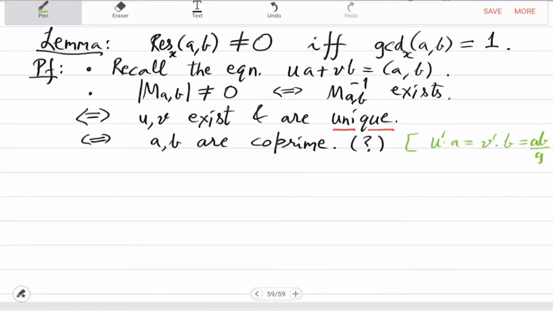So U prime is equal to B by G, which is of degree less than B, and similarly V prime is A by G, which is of degree less than A. So U prime, V prime exist, but clearly they are not unique. Actually, I should be careful. We were talking about that equation UA plus VB equal to G. You want to show that U and V are not unique. So do you know how to modify U, V to some other solution? Subtract U prime. So another solution is U minus U prime.